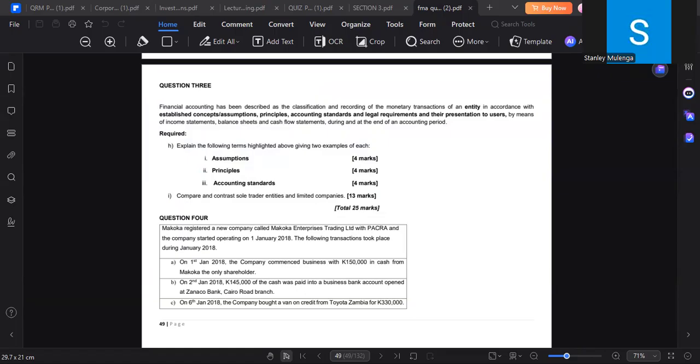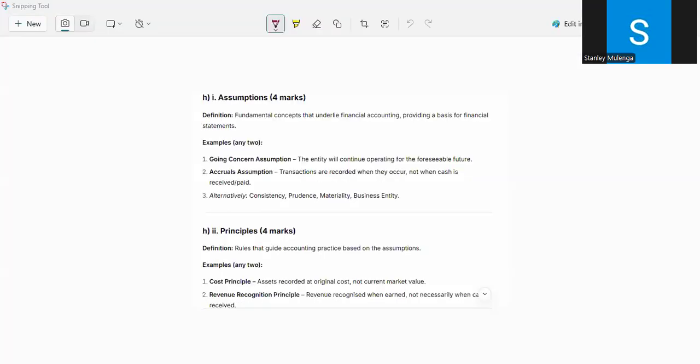Assumptions are simply fundamental concepts that underlie financial accounting. When we're talking about financial accounting, we have what are called assumptions and principles. By definition, we can simply define assumptions as follows. Assumptions are simply basic ideas or beliefs that accounting is built on. So it's like a foundation of a building.